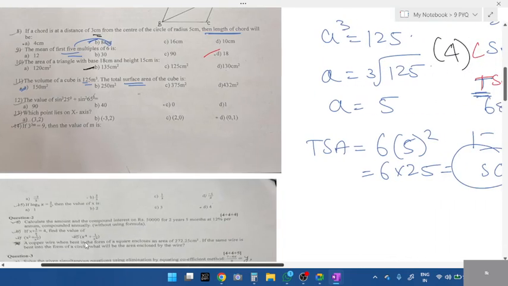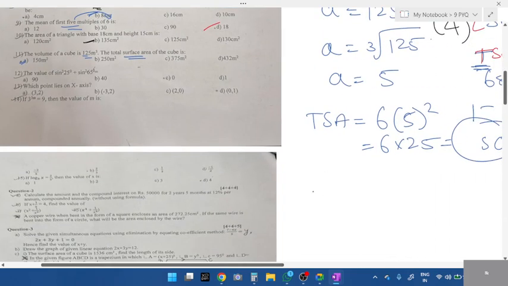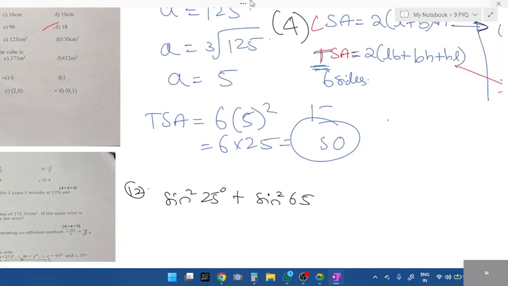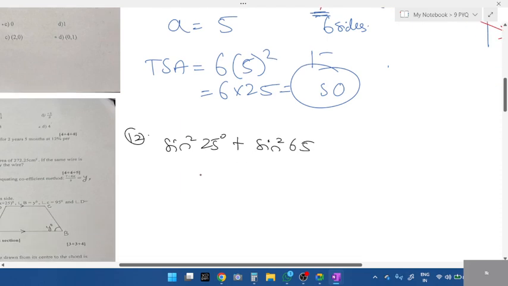Next question. Tell me the next one. Which chapter is the 12th one? All of you respond. The 12th one is trigonometry: sine square 25 plus sine square 65. Do we have 25 and 65 in the trigonometry table? No. Then how do you convert? Use the complementary rule, students. See, I'll tell you.